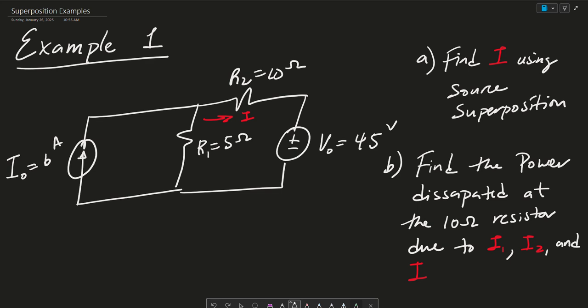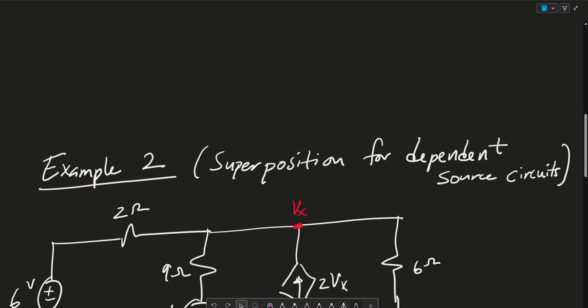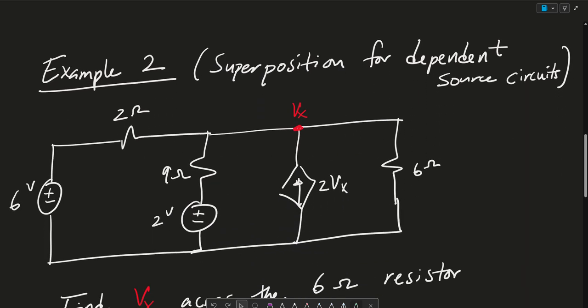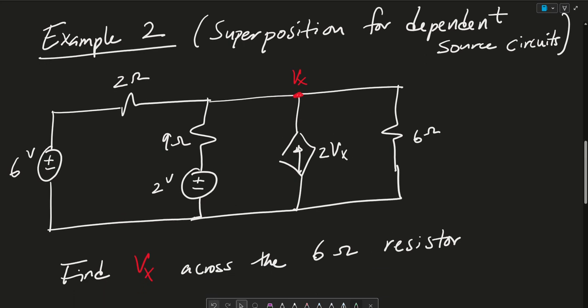The second example we're going to be looking at is, again, superposition for a dependent source. So this is the dependent source right here. And the problem wants us to find Vx across the 6 ohm resistor using superposition.